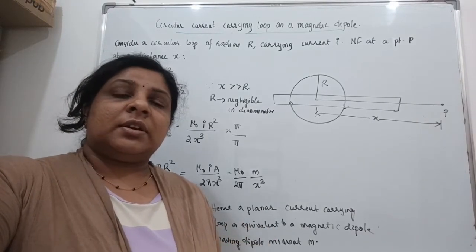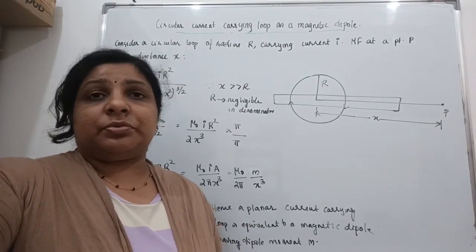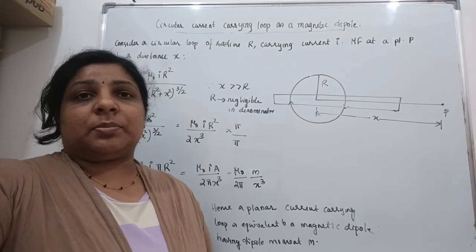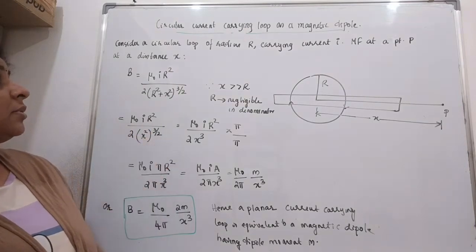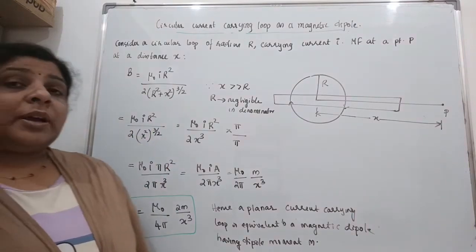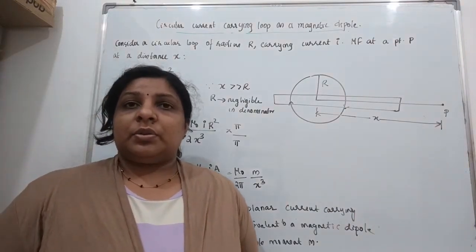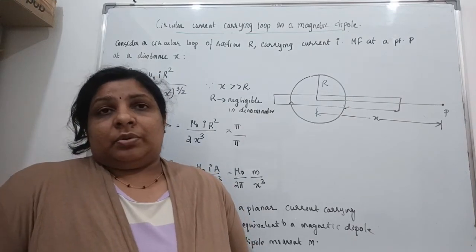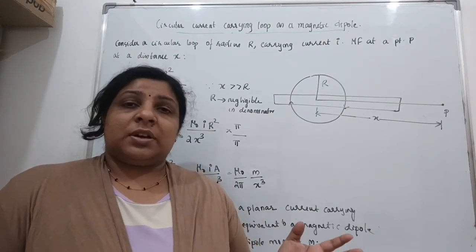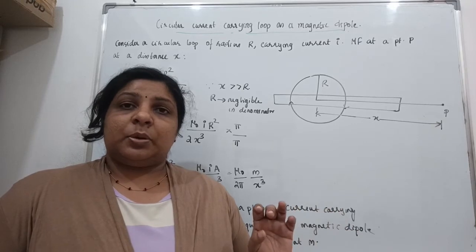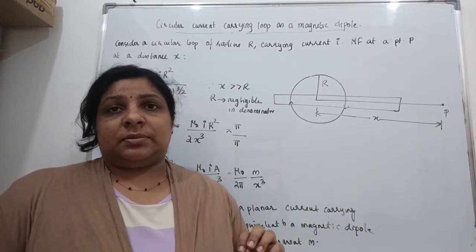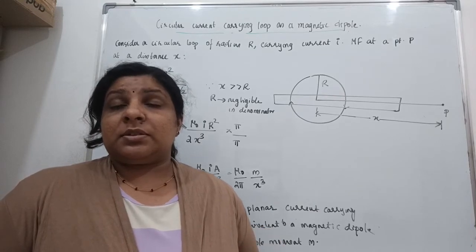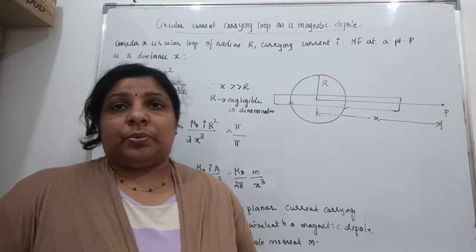So let us see another concept from chapter 4, moving charges and magnetism chapter. So here the heading is circular current carrying loop as a magnetic dipole. Do you know what is a magnetic dipole? Electric dipole we studied in chapter 1. Electric dipole means two equal and opposite charges separated by a short distance. Dipole moment p is equal to 2a into q.